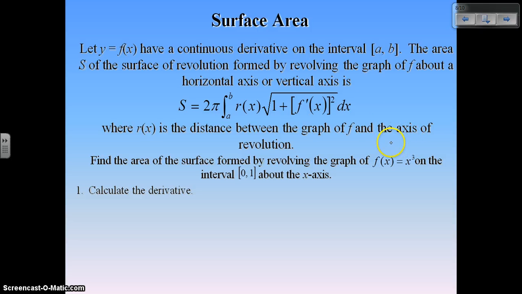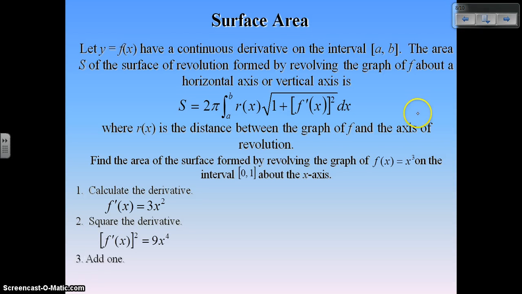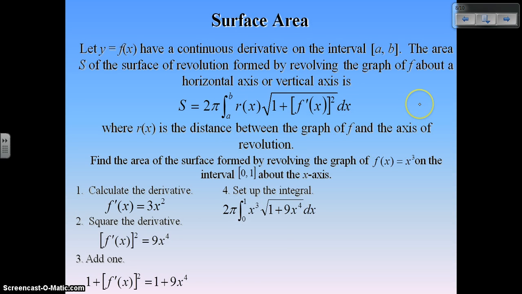So first of all, as we did with arc length, we're going to find the derivative of the function. Derivative of x cubed is 3x squared. We then square that derivative, 9x to the 4th, and then you of course add 1, and that's what goes inside the integral right there.